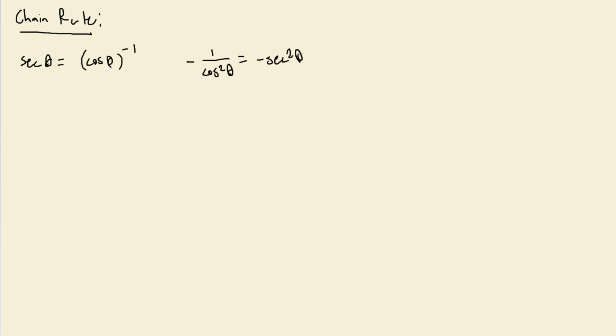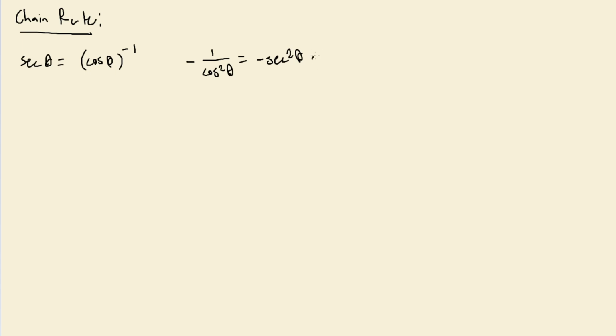What I mean by that is, let's take for example the chain rule. Secant theta is just equal to 1 over cosine, which is the same as cosine of theta to the power of -1. We know what the derivative of cosine of theta is. We know how to take the derivative of a function which is being raised to the power of -1. We could just use the chain rule. This is going to be equal to the derivative of the outside function applied to that inside function. So we'd get -1 over cosine squared of theta, which is the same as -secant squared theta.